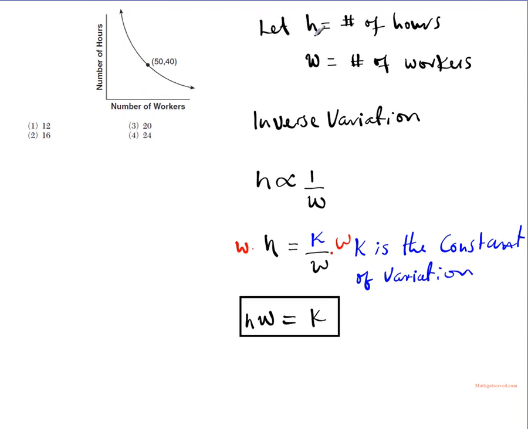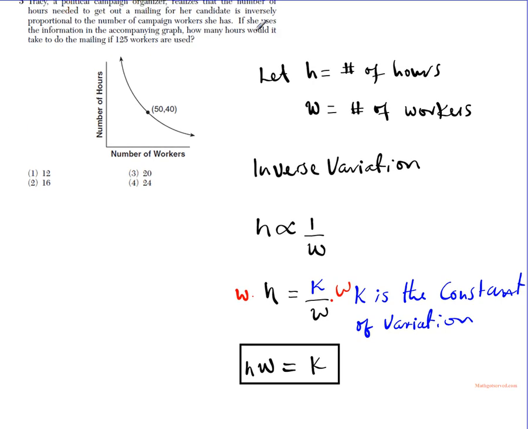In this problem, we're looking for how many hours. We have the coordinates 50, 40. 50 is my x coordinate, so this is w, and 40 is my y coordinate, which is h. You know how you do your graphs, right? This is x and this is y.